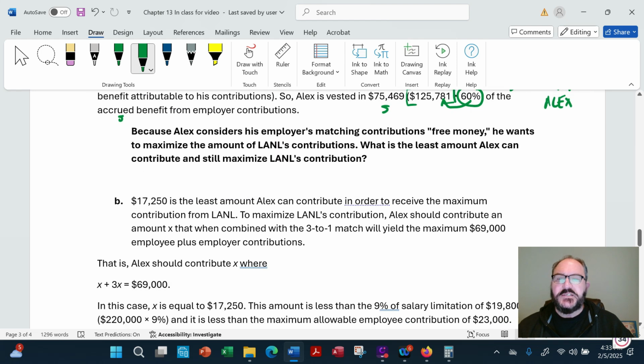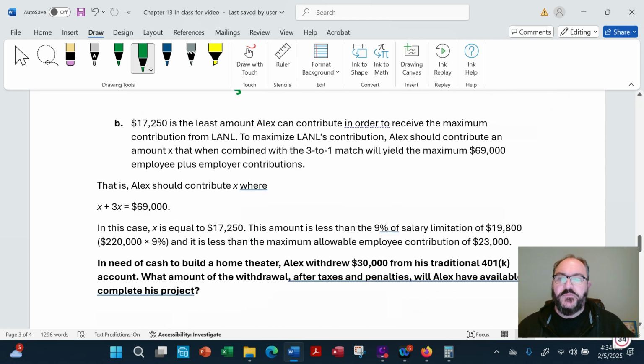Okay, second one says, because Alex considers his employer matching contributions free money, and by the way, he is right, he wants to maximize the amount. It says, what is the least amount Alex can contribute and still maximize the employer contribution? Okay, so the question is here, what you have to figure out, how much can they put in?